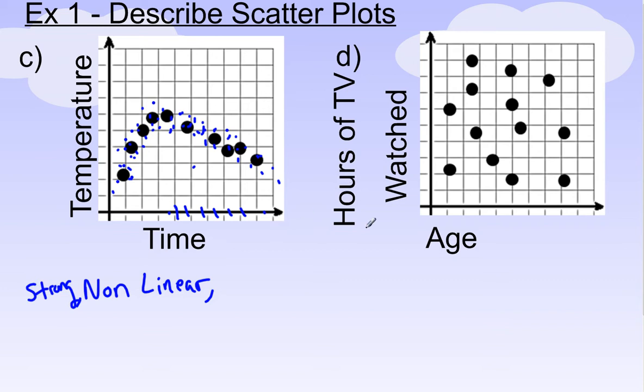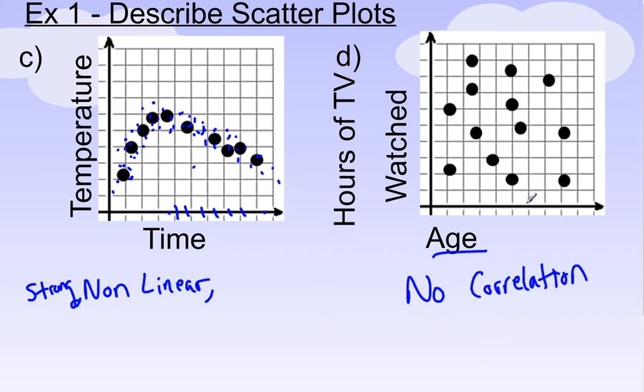Okay, letter D. Here we're comparing a person's age and the hours of TV they watch. All right, so let's see. If I kind of wrap this up in a burrito, that doesn't look like a burrito. That's more like a waffle. It's square shaped. There's no circle, there's no oval that can be made out of this. So this has no correlation. It's not linear, it's not non-linear. This is nothing. This is no correlation.